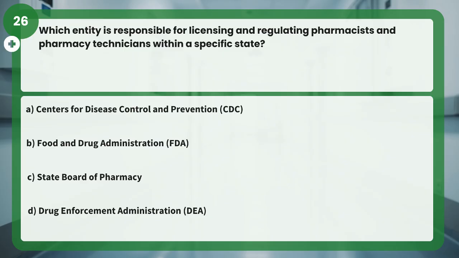Which entity is responsible for licensing and regulating pharmacists and pharmacy technicians within a specific state? A. Centers for Disease Control and Prevention, CDC. B. Food and Drug Administration, FDA. C. State Board of Pharmacy. D. Drug Enforcement Administration.